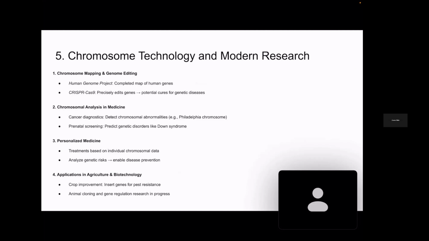Lastly, in agriculture and biotechnology, chromosome technology is used to improve crops and research animal genetics for better productivity. In short, chromosome research is a powerful tool shaping the future of health, science, and agriculture.